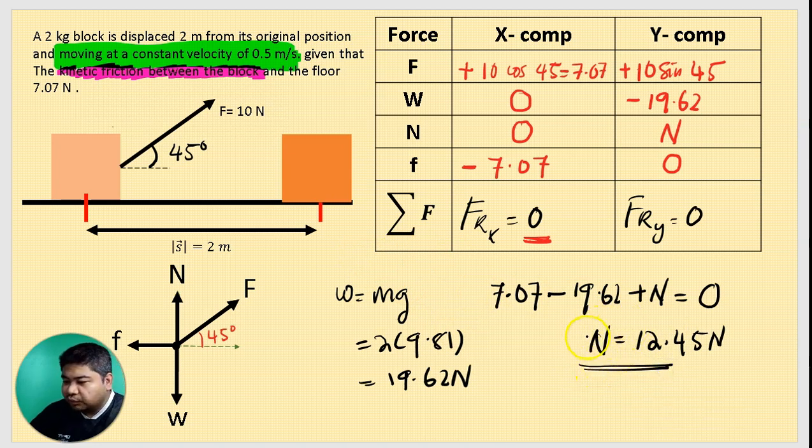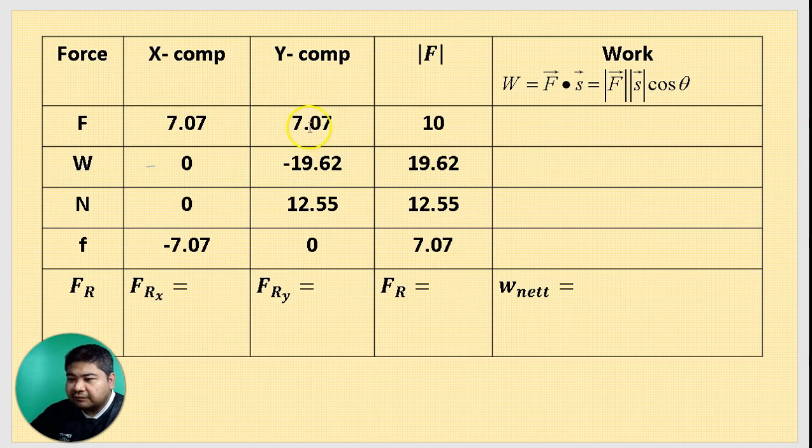This is very important when we want to calculate the work done. Alright, so going to the next slide. This is all the values that we have established before. The x component of the force is 7.07, the y component is 7.07. This one is 10 cos 45, this one is 10 sine 45. This is everything that we have established from the previous slide.